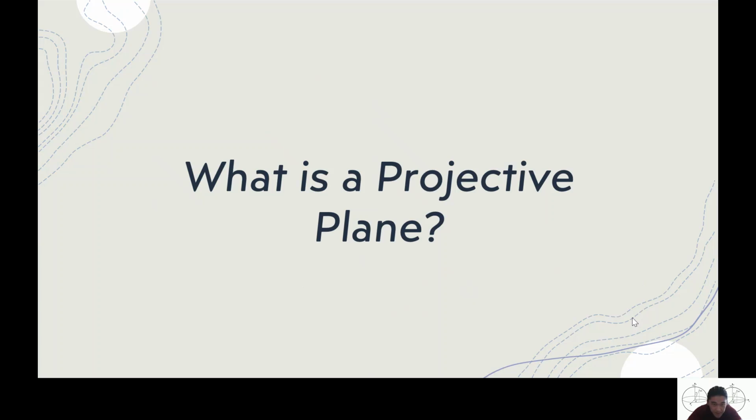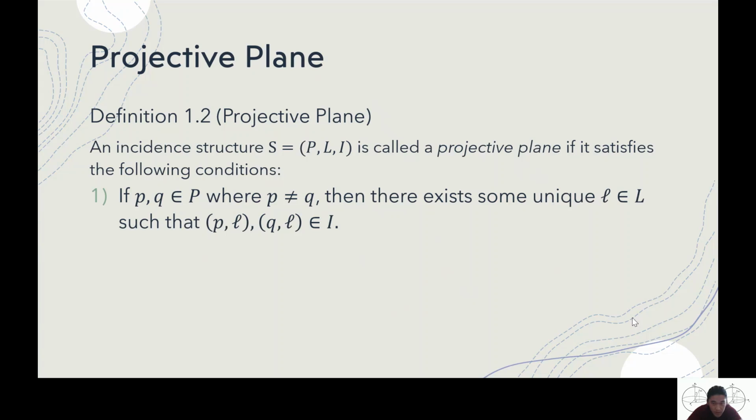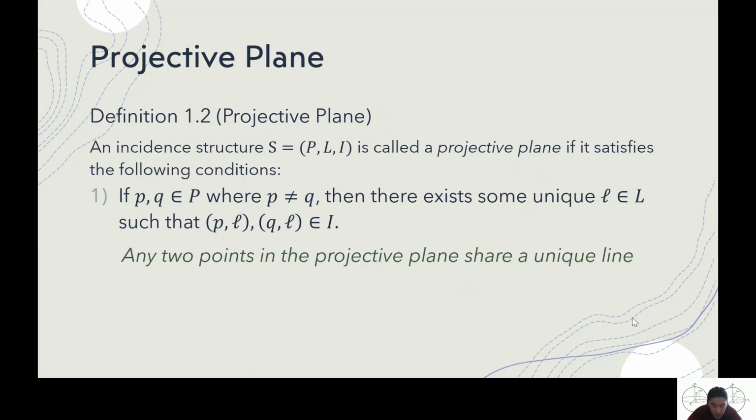So what is a projective plane? An instance structure is called a projective plane if it satisfies the following 3 axioms. The first axiom states that if P and Q are elements of the point set, then there exists some unique line L such that both P and Q are incident to L. In shorthand, we can remember this as any 2 points in the projective plane share a unique line.